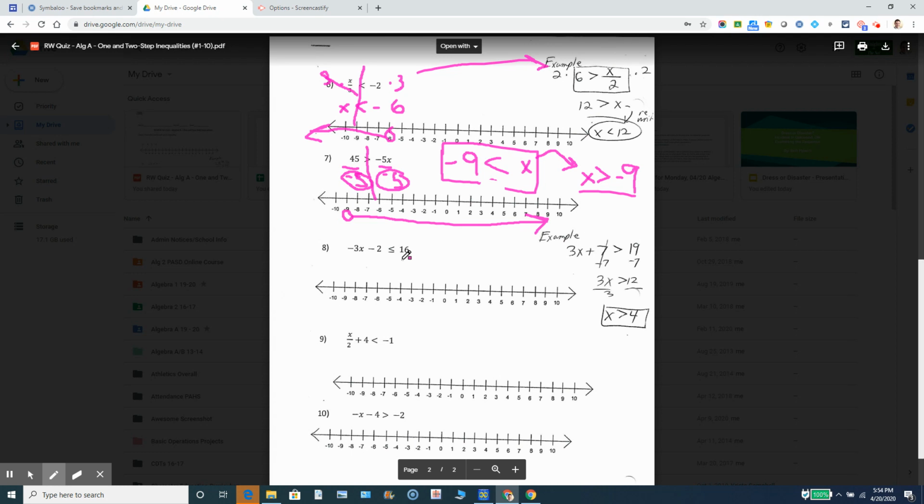Now, the last one, number 8, that will not be on Wednesday's quiz. But if you could do number 8, you're awesome. And that's actually what you're going to do after the quiz on Wednesday. Now you'll make the connection that these are just like equations.